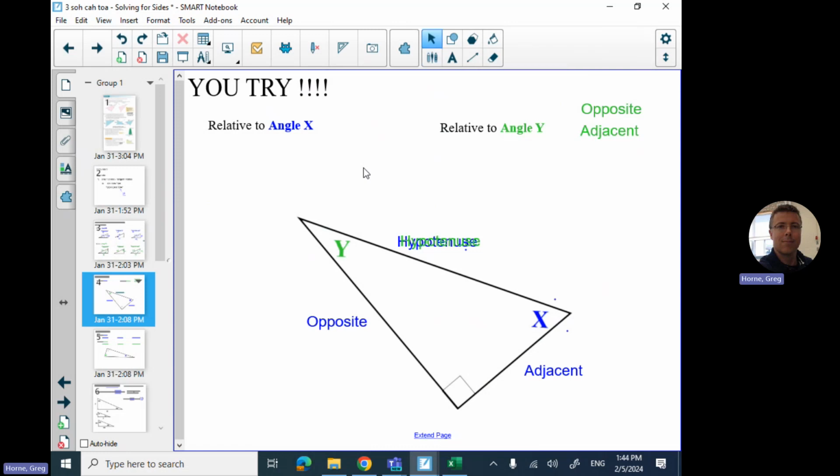Same deal for the groups. It gets a little confusing if you label both, but this is the opposite side over here to the green angle Y, and it's the adjacent side to the angle X.